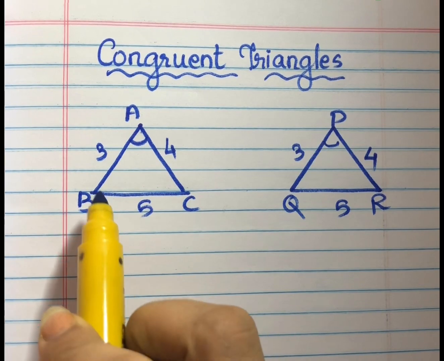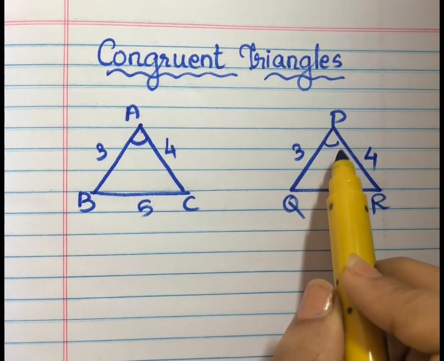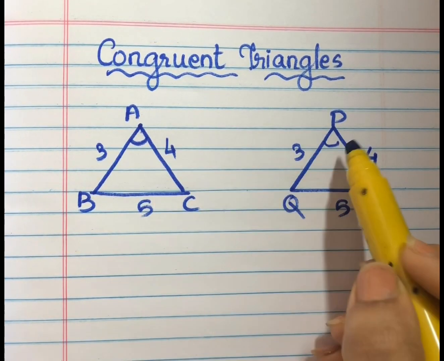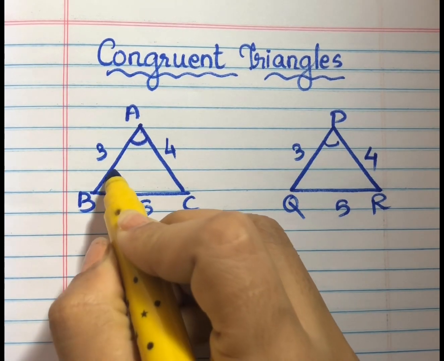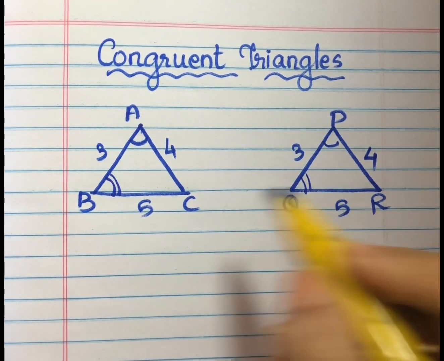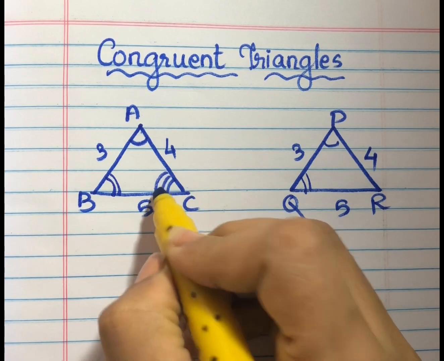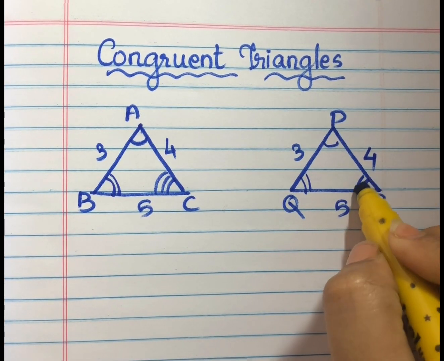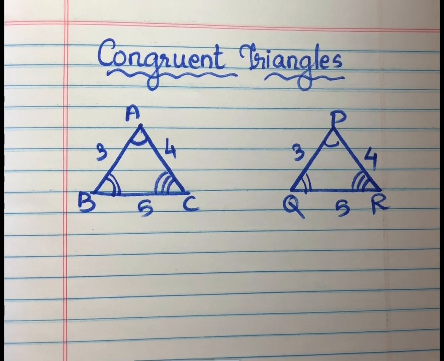That is, the angle between 3 and 4 is A and P. So A and P will be equal. B and Q will be equal. And C and R will be equal. Then these two triangles are congruent.